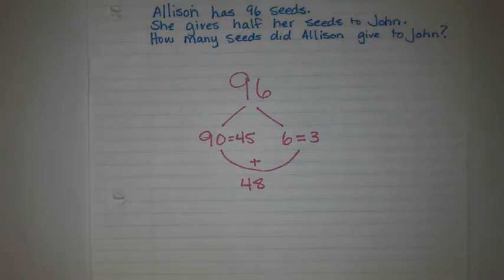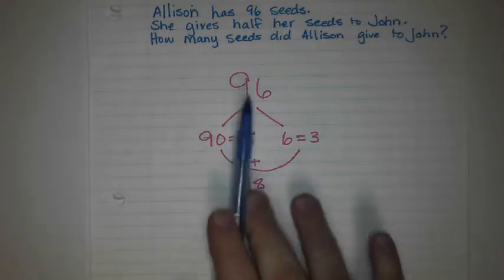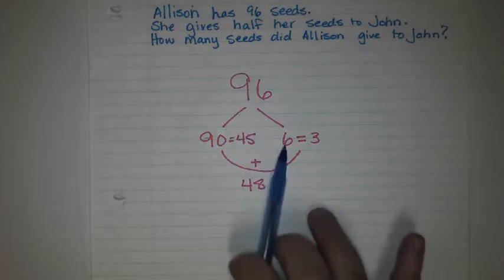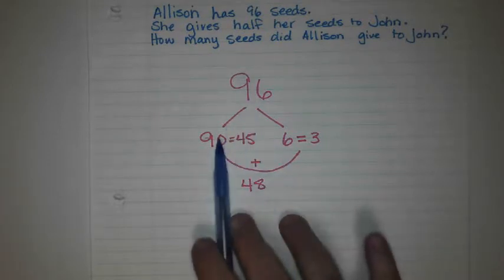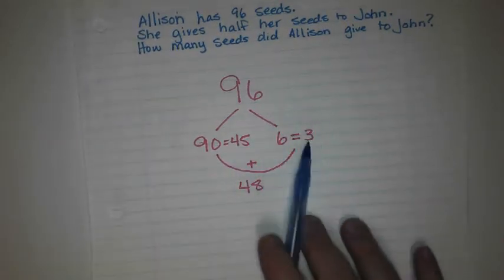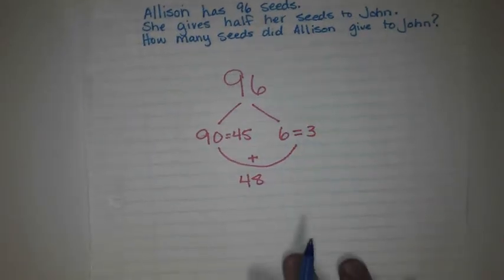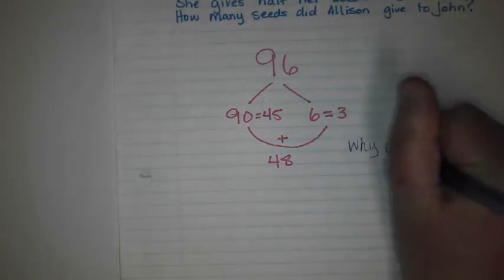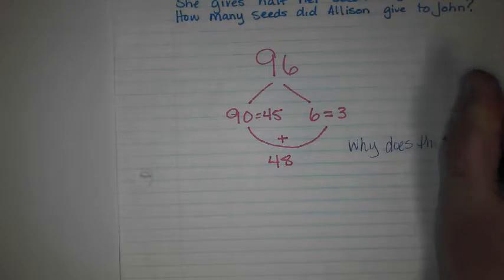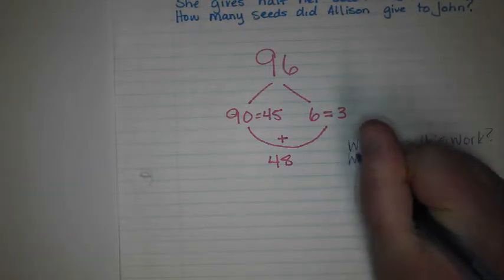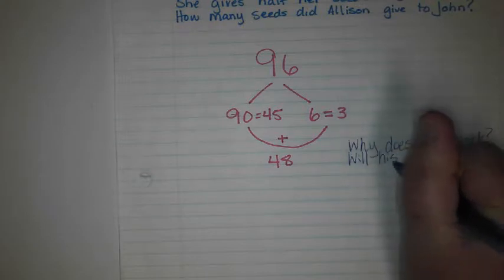So what this student did, we're going to call this student Chris. What Chris did here is he took 96, rather than divide that in half, broke it down into two pieces, here with 90 and 6, wrote half of that one, and then half of that one, and added them together. So the question being, why does this work? And will his strategy always work?